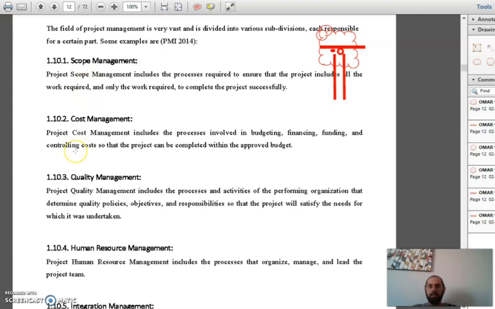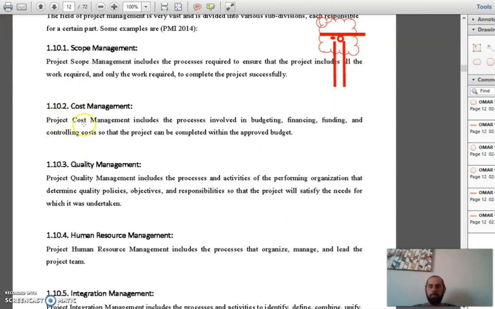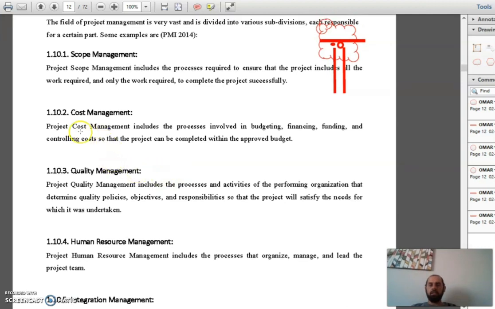السكوب مانجمنت. الكوست مانجمنت: project cost management includes the processes involved in budgeting, financing, funding, and controlling the costs so that the project can be completed within the approved budget. كل مشروع من المشاريع اللي عندنا يكون فيها cost management حتى نحدد البادجت او ميزانية المشروع اللي نحتاجها. How much does this project require? How much money does this project require? It's very important to know how much we need in order not to have problems in the beginning of the project or in any time phase of the project.